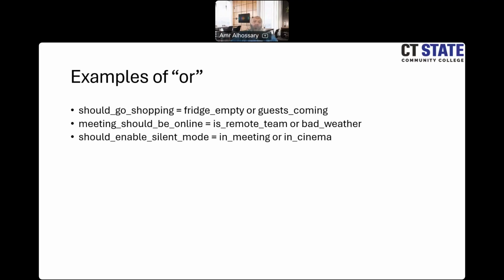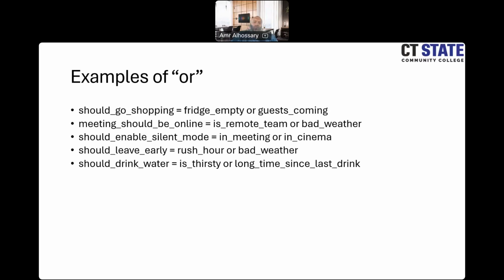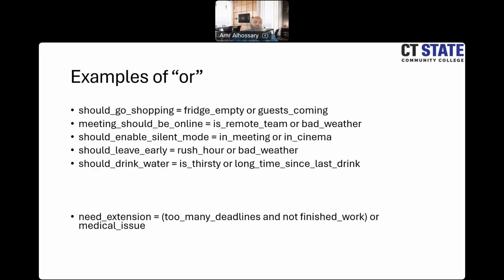Similarly, I should enable silent mode if I am in a meeting or in cinema. I should leave early if it is rush hour or bad weather or both. I should drink water if I'm thirsty, or it has been a long time since I last drank.